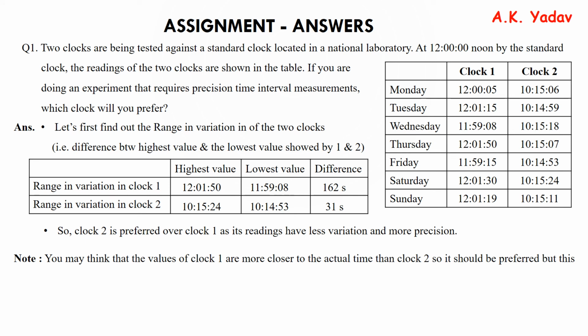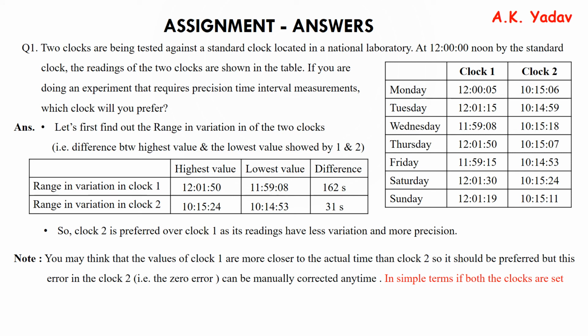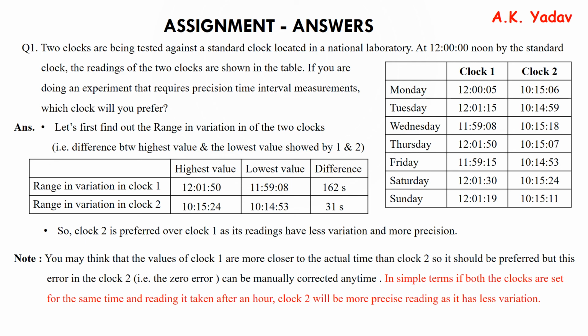Now you may be a bit confused. You must be thinking that the values of clock 1 are closer to the actual time, that is 12, so you think you should prefer this. But this error can be corrected manually in clock 2. Maybe when you started the reading, it was showing 10. So this is what I can do if both the clocks are set up for the same time. If both are showing the same time and then I take the readings, definitely clock 2 will be more precise because it has less variation.